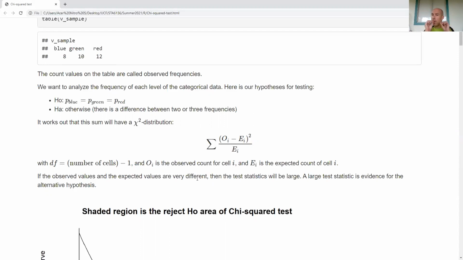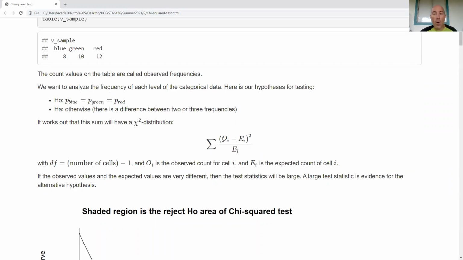All right, so now let's think about the hypothesis aspect. If they're all equal to each other, if the frequency of red is equal to the frequency of blue equal to the frequency of green, I would expect the observed value and the expected value to be relatively close. If they're relatively close, then this part of the fraction is going to be pretty small, and squaring it isn't going to make it that much bigger if it's already small. Therefore, if the null hypothesis is correct, I would expect to see a smaller value from this test statistic.